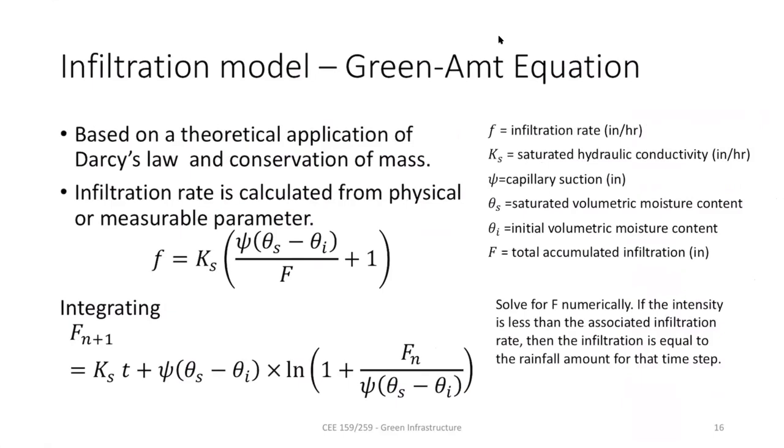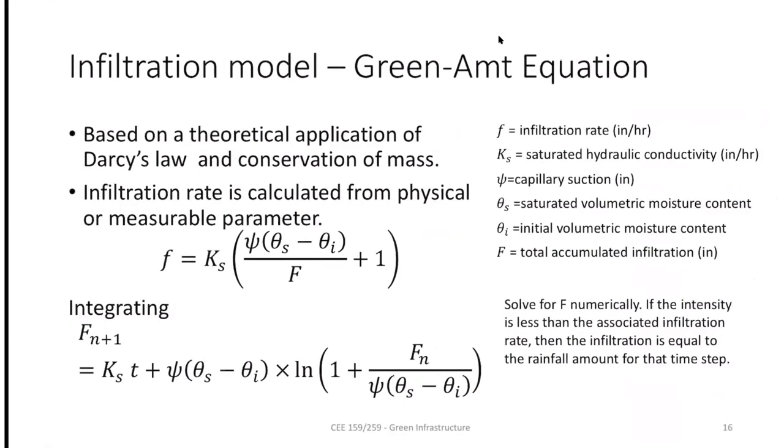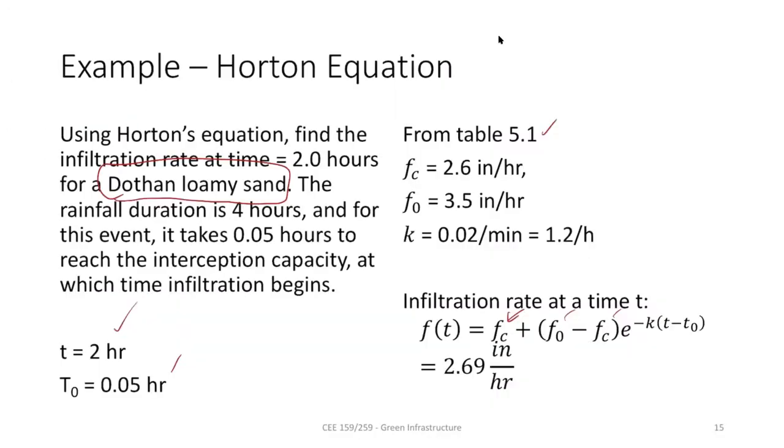There are some demerits of the Horton equation in that it assumes a lot of things. It's not dynamic. It doesn't matter how much rainfall it receives in that area. It doesn't really matter how much moisture is already there. So it doesn't account for a lot of factors. So that's why it's not very accurate.